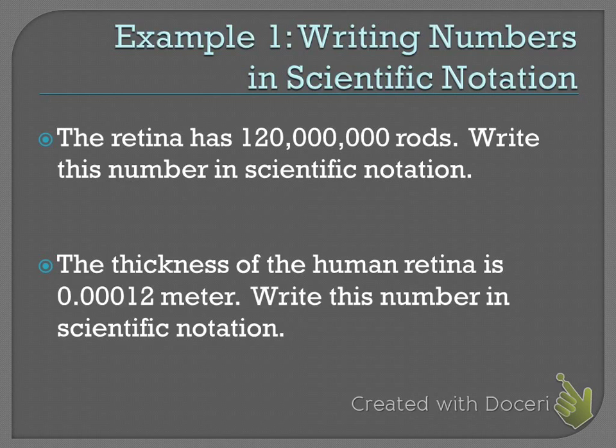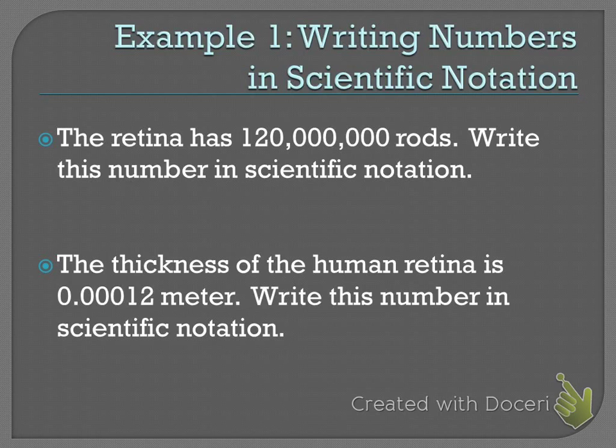Because when numbers can be written in scientific notation, it means they're really, really big numbers or they're really, really small numbers. But either way, they're very large numbers as far as digits go. There's a lot of numbers. Okay, so in the first example, it says 120 million, and they want me to write it in scientific notation.